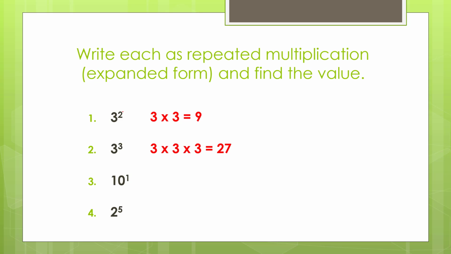10 to the 1st power, well, we already talked about how that 1st power is really kind of invisible. You don't tend to see numbers written in the 1st power. They're just known to be in the 1st power. So we would simply say 10. And 2 to the 5th power, that's 5 2's getting multiplied together, which equals 32.